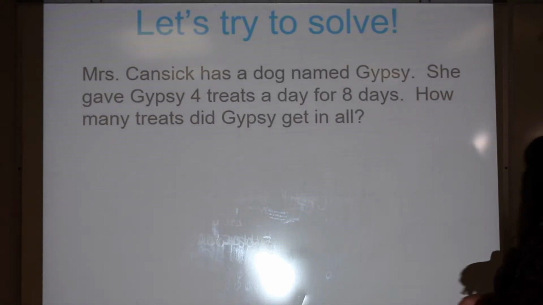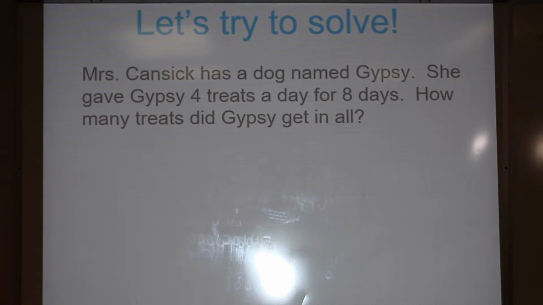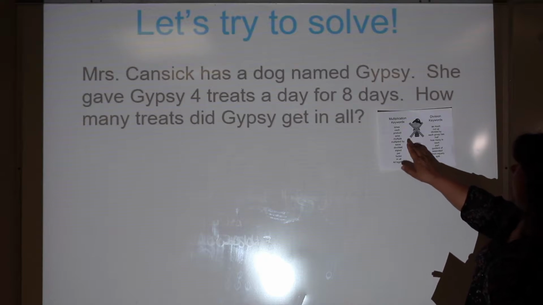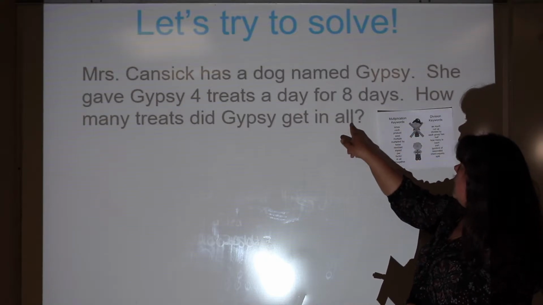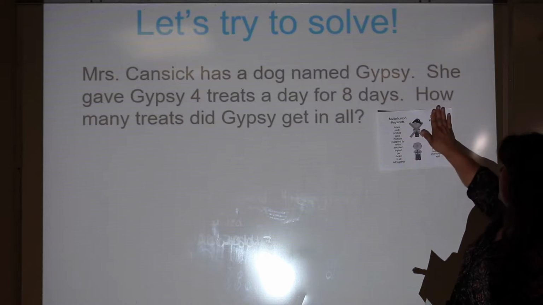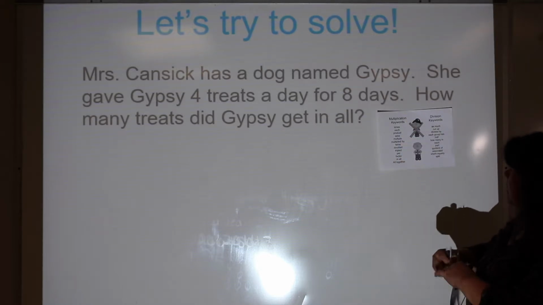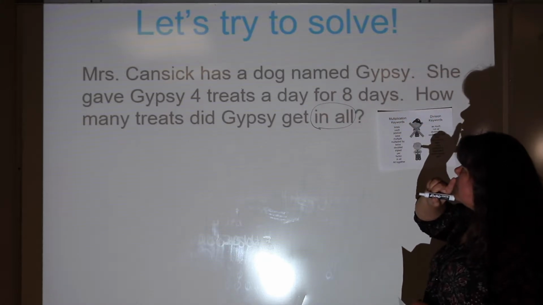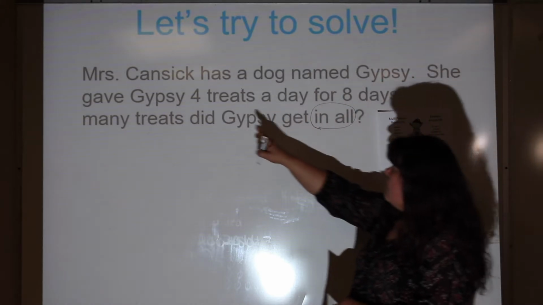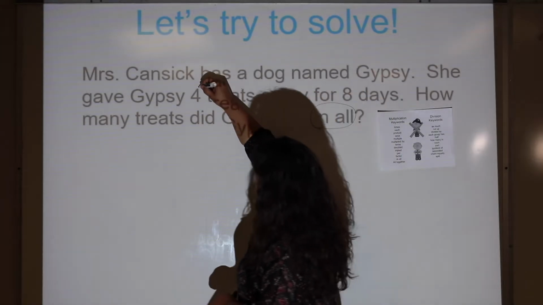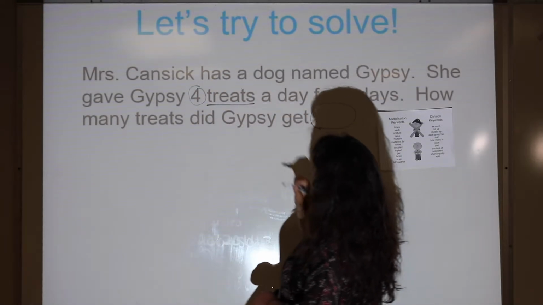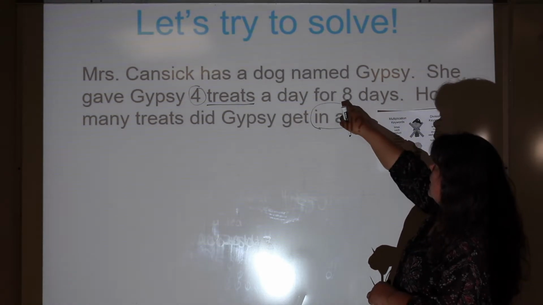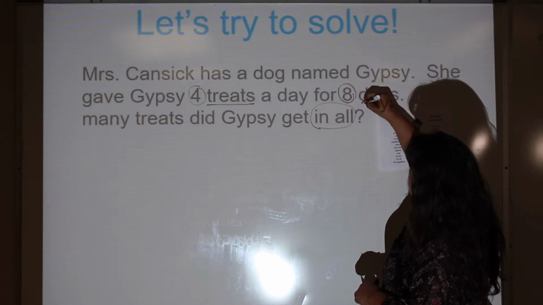So thinking back, I'm going to put up my little cheat sheet here to help me with my multiplication words. So I can quickly see I've got this word in all right here. I saw that we have division, but in all is right here. So I'm like, ooh, that's an important thing for me to know for multiplication. But I also have Gypsy who has 4 treats. So I'm going to circle this 4. I'm going to underline the word treats. And she gets those every single day. And she's going to get it for 8 days.